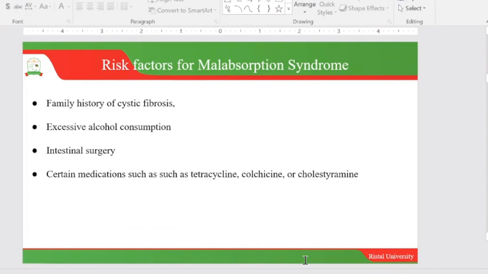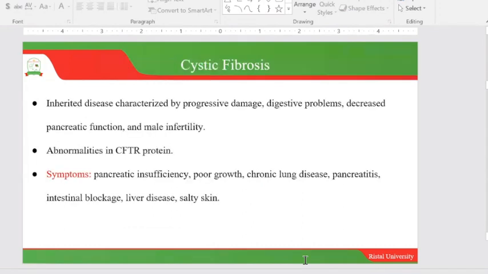Also, the intestinal surgery, you remember this when we were looking at gastrointestinal disorders, and also certain medications such as tetracycline, cholestyramine, and etc. All these lead to malabsorption.